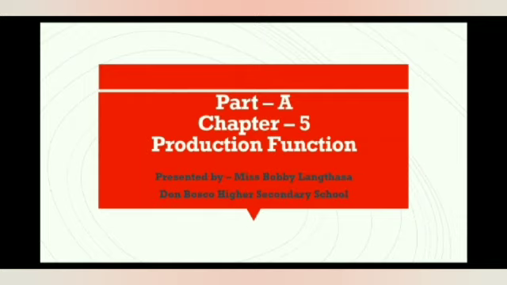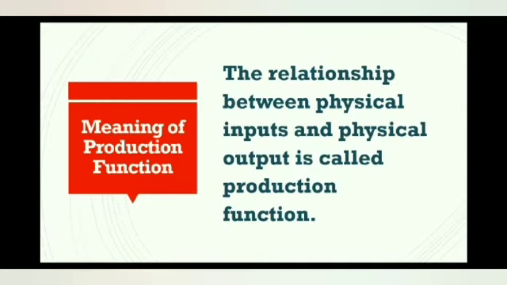So, let us know the meaning of production function. The relationship between physical input and physical output of a firm is generally referred to as production function. For example, suppose a firm is manufacturing steel chairs with the help of two inputs, capital and labor. If it produces 20 chairs by using 10 units of capital and 5 units of labor, then the relationship between physical input and physical output is called production function.